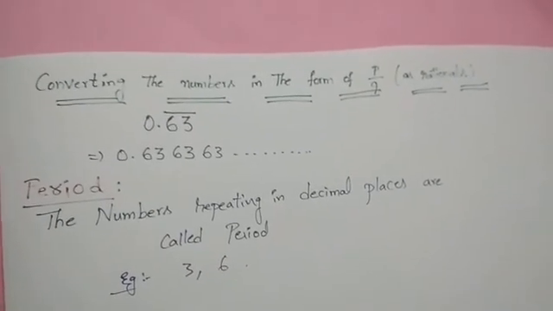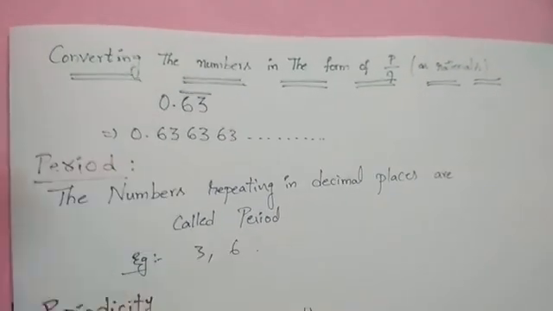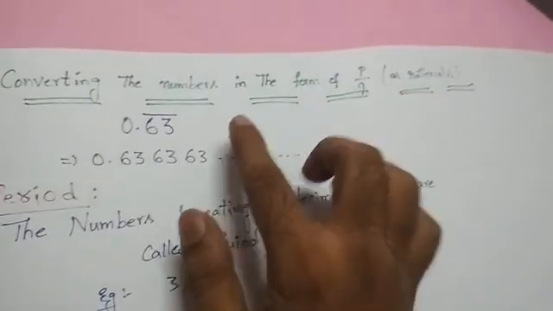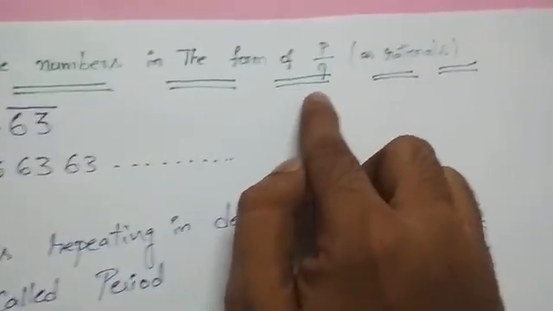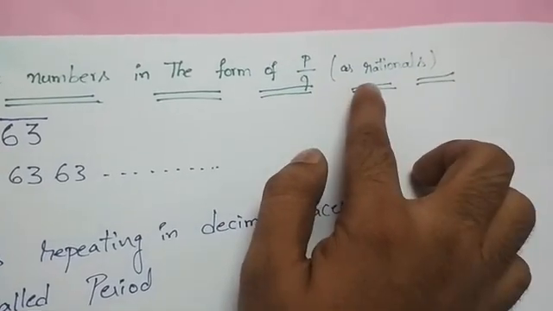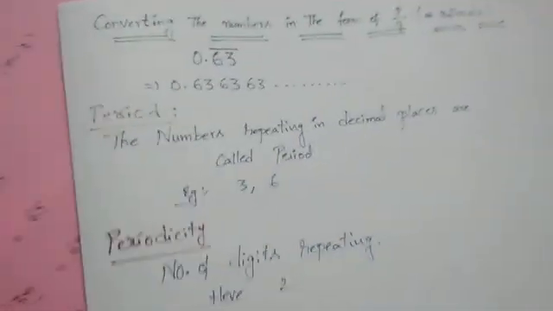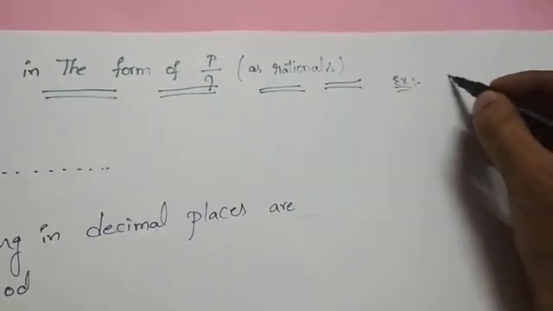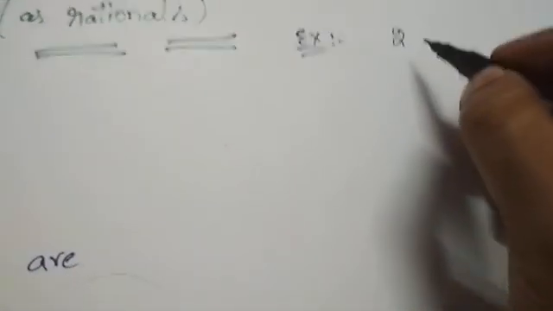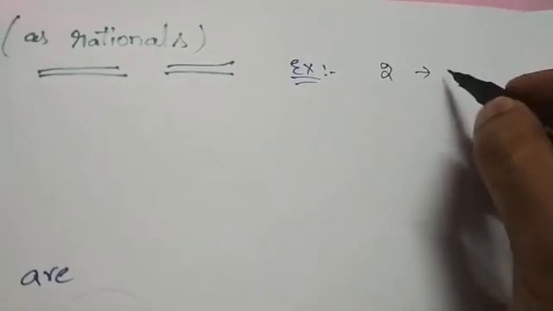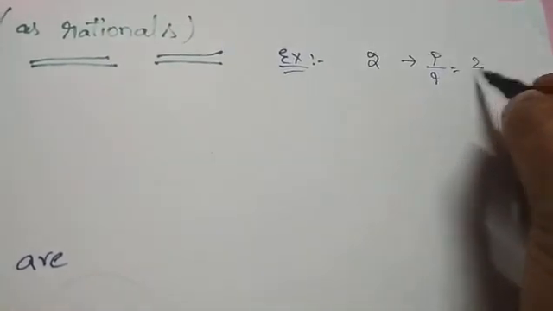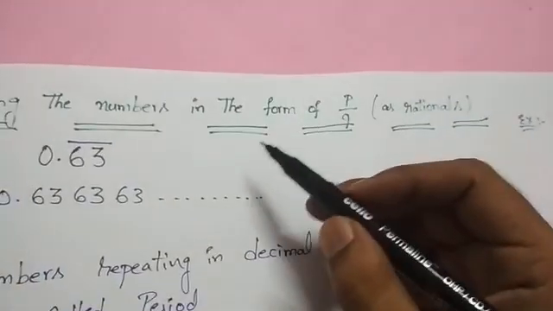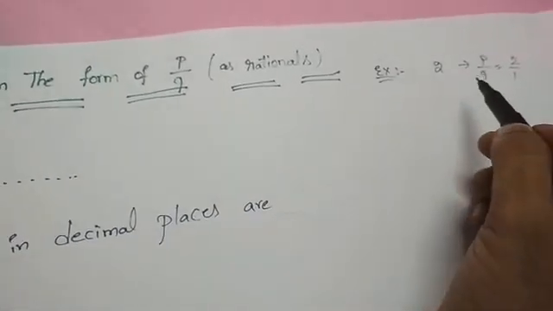Hello students, now we'll discuss the topic of 9th class called converting numbers in the form of p by q. Any number we can convert in the form of p by q. What is the meaning of p by q? Rational numbers. Any number you can convert in the form of rational. Suppose I take an example, 2. 2 is a natural number or whole number or integer. You can convert it in the form of p by q, that is, you can write it as 2 by 1. Similar to that, any number we can write in the form of p by q.